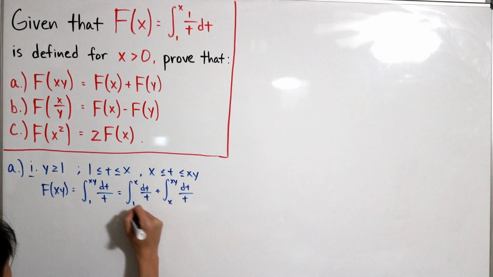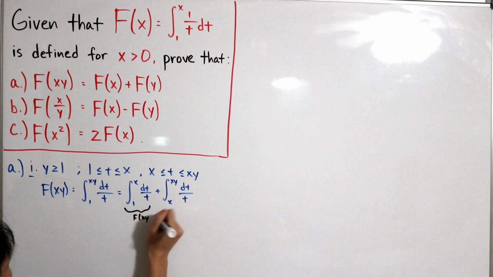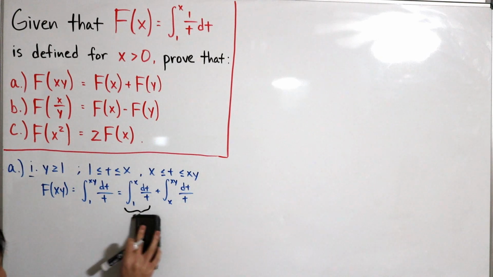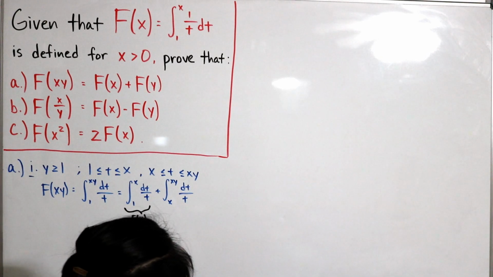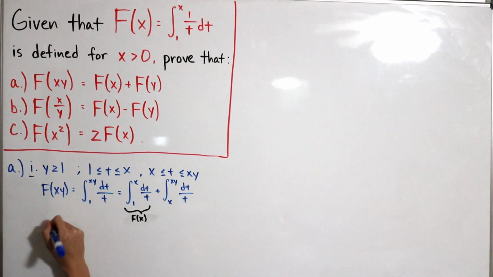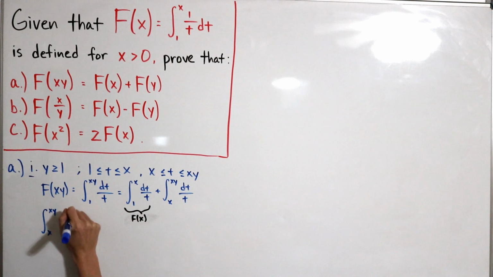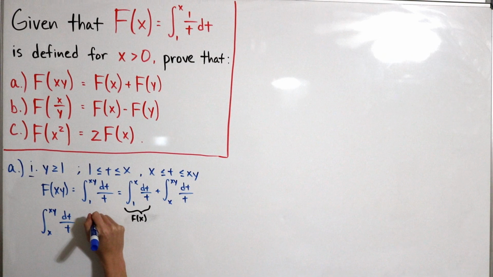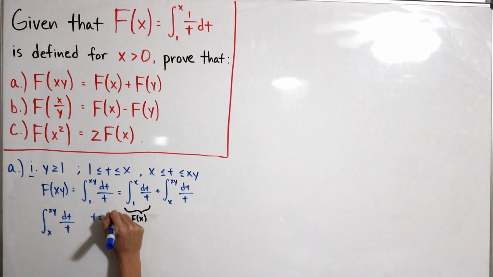So now we just have to figure out how to calculate our bounds from x to xy. So now let's actually calculate this. We have f of, the integral from x to xy dt over t. Suppose that we actually can do a substitution. So let t equal x times u.